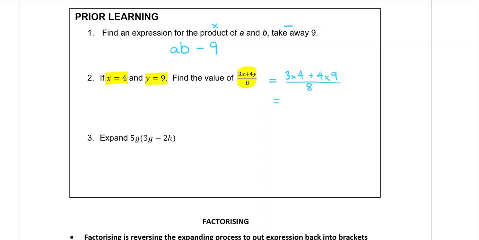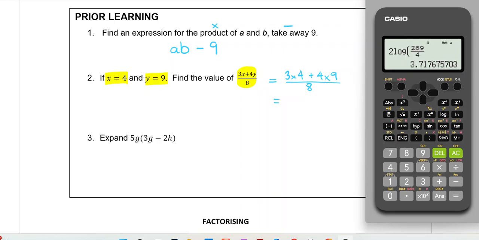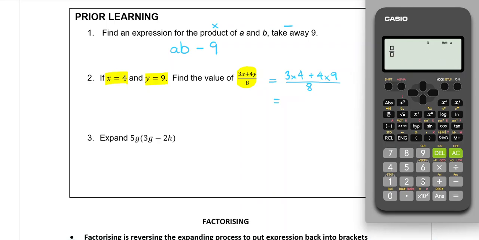For the second line of working, we want to calculate what that is equal to. And to do this, we can just type it in our calculator. We don't have to show order of operations. We just want an answer. So over 8, and it's equal to 6.